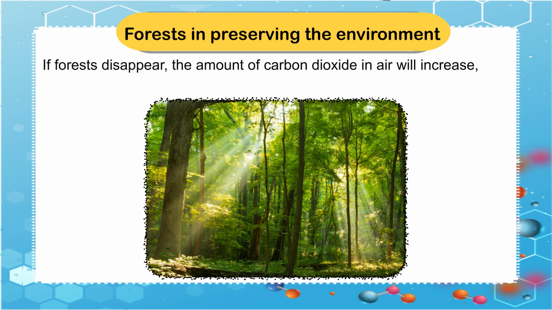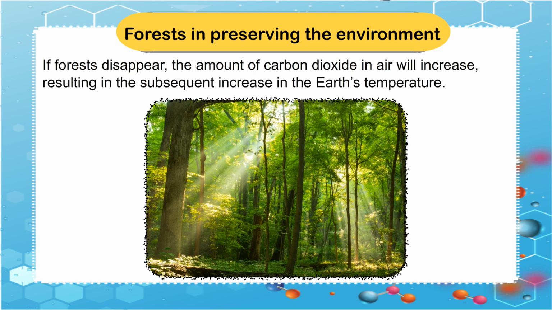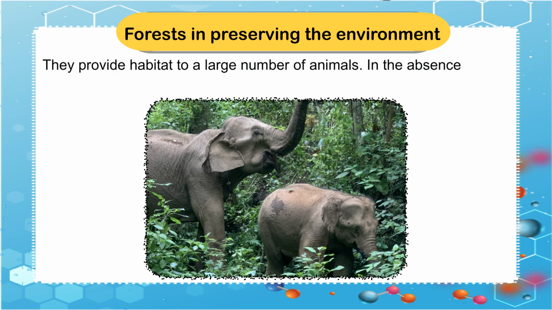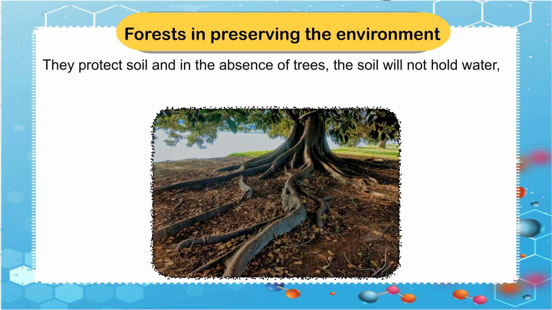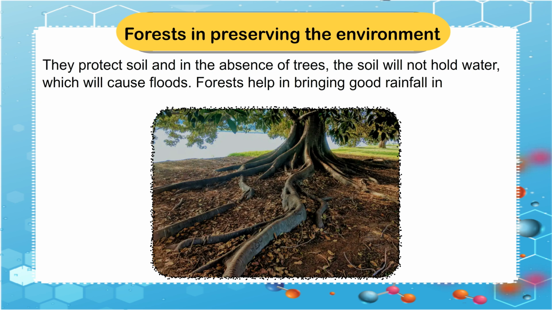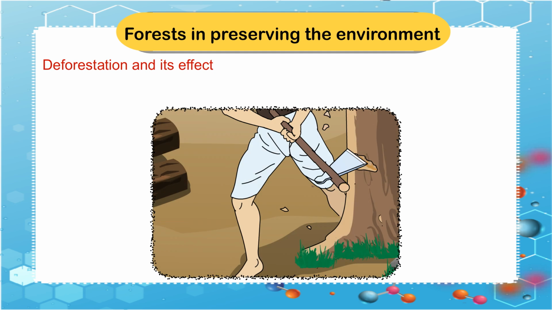If forests disappear, the amount of carbon dioxide in air will increase, resulting in the subsequent increase in the Earth's temperature. They provide habitat to a large number of animals. In the absence of trees and plants, the animals will not get food and shelter. They protect soil. And in the absence of trees, the soil will not hold water, which will cause floods. Forests help in bringing good rainfall in neighboring areas.